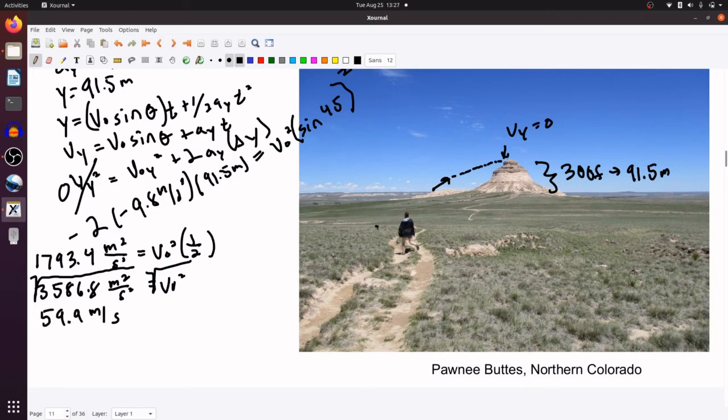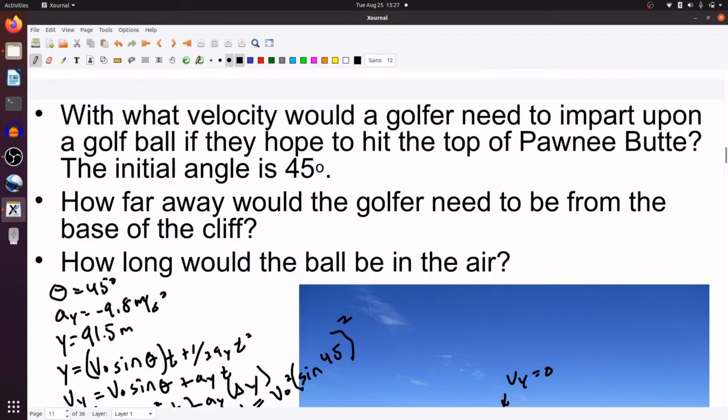Probably higher than I could do. I'm not a golfer, but maybe one of you is, or could do that. All right, so that's my initial velocity. Yay.